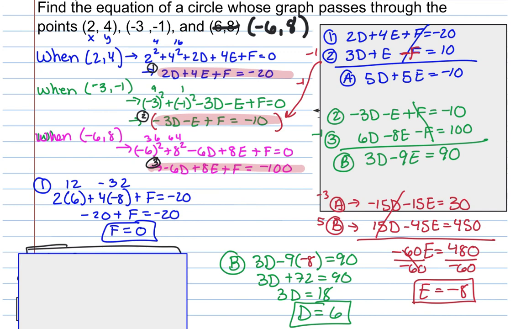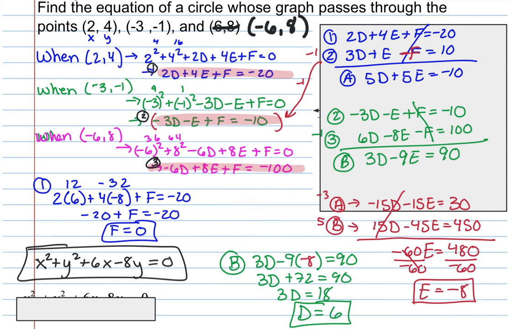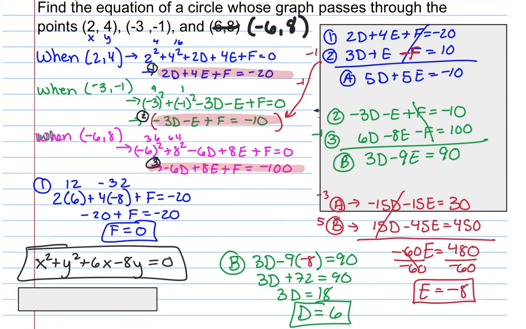Now that I have that, I have my d variable, my e variable, and my f variable. Now I have everything that I need to write my equation, which my final equation will be x squared plus y squared plus 6x minus 8y is equal to 0. And that is going to be my general form of a circle.